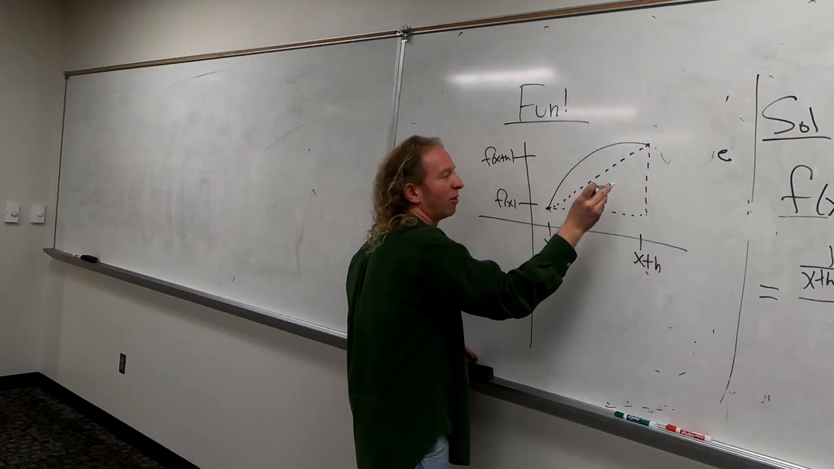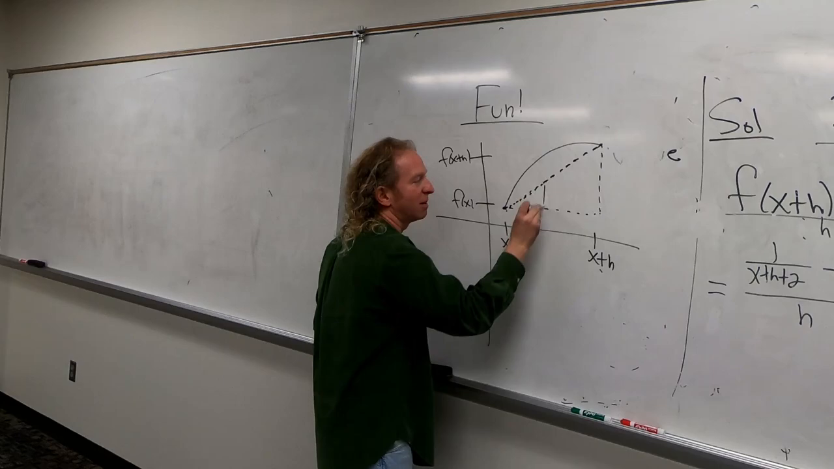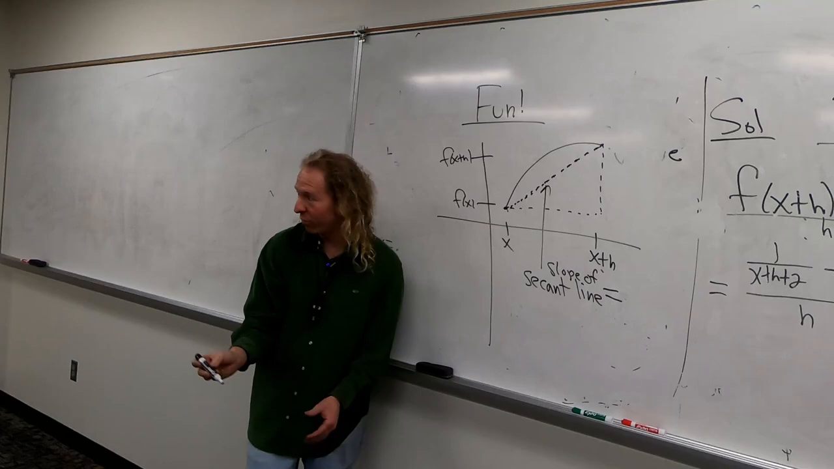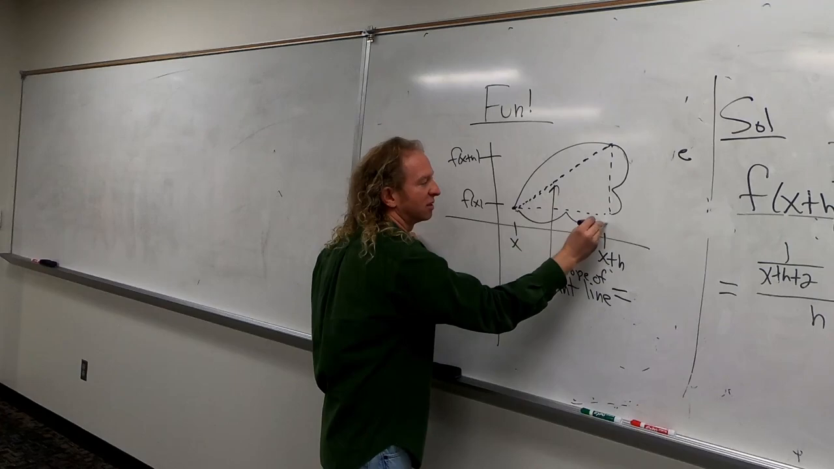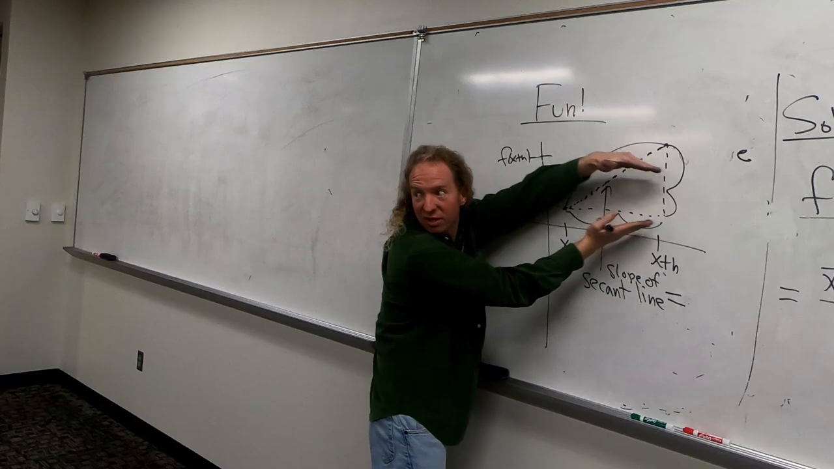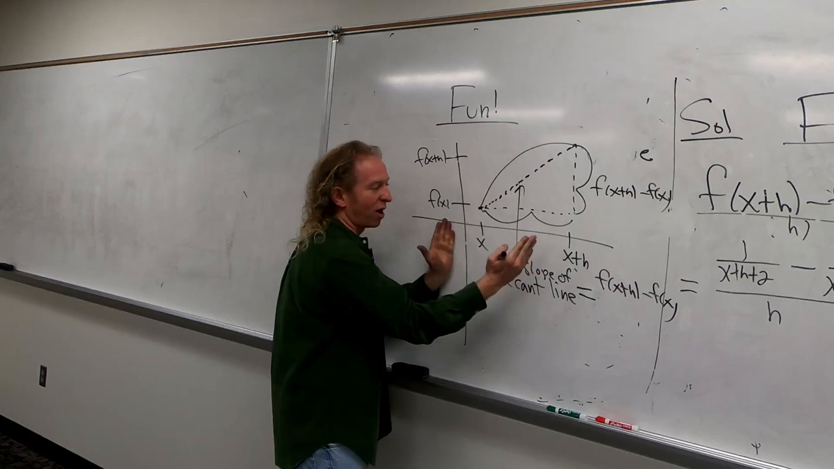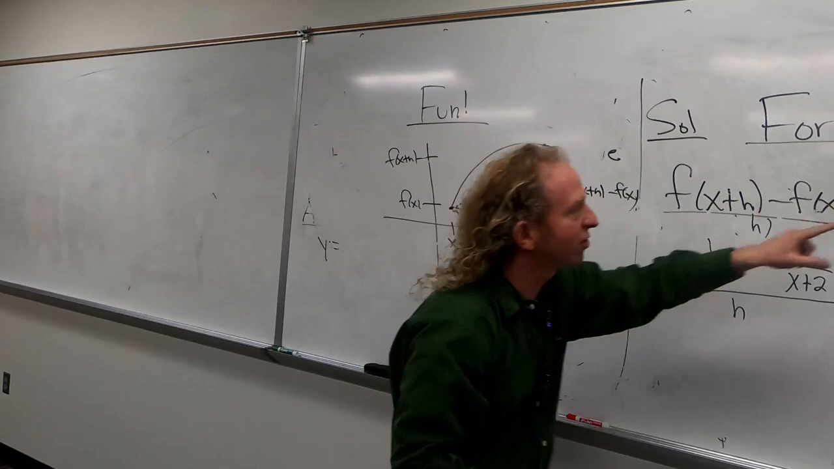Now, the slope of this line has a name. This line is called the secant line. And the slope of the secant line is rise over run. The rise is this minus this, which gives you f of x plus h minus f of x. And the run is this minus this, or just this distance, which is h. So this monster is the slope of the secant line.